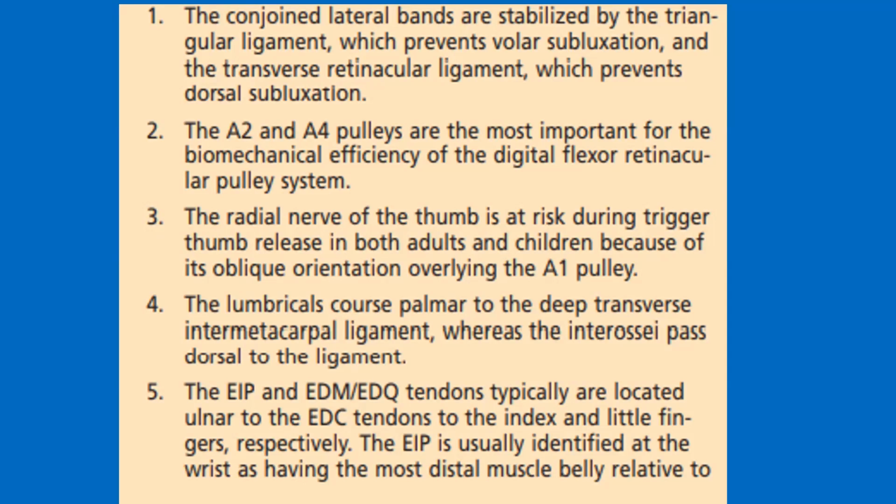The radial nerve of the thumb is at risk, and these are warning signs, and that's why I put this slide in. The conjoined lateral bands are stabilized by the triangular ligament, which prevents volar subluxation. Then the extensor tendon, and as a result, these lateral bands slip and the joint subluxes or angulates dorsally, leading to the boutonniere deformity.